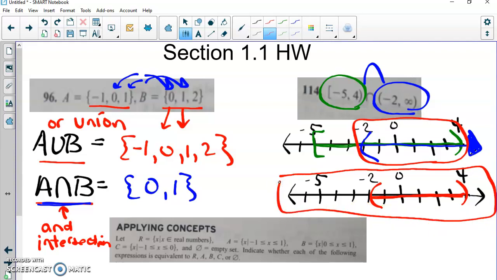The last section of your homework is called Applying Concepts. These ones will always be the more challenging problems, more abstract questions that they are asking you. So I'm going to read the directions and explain it a little bit. Let R be the set of real numbers. Let A be the set of numbers between -1 and 1, inclusive. Set B are the numbers from 0 to 1, inclusive. Set C are the numbers from -1 to 0, inclusive, and then this symbol here, the 0 with the slash through it, is called the empty set.